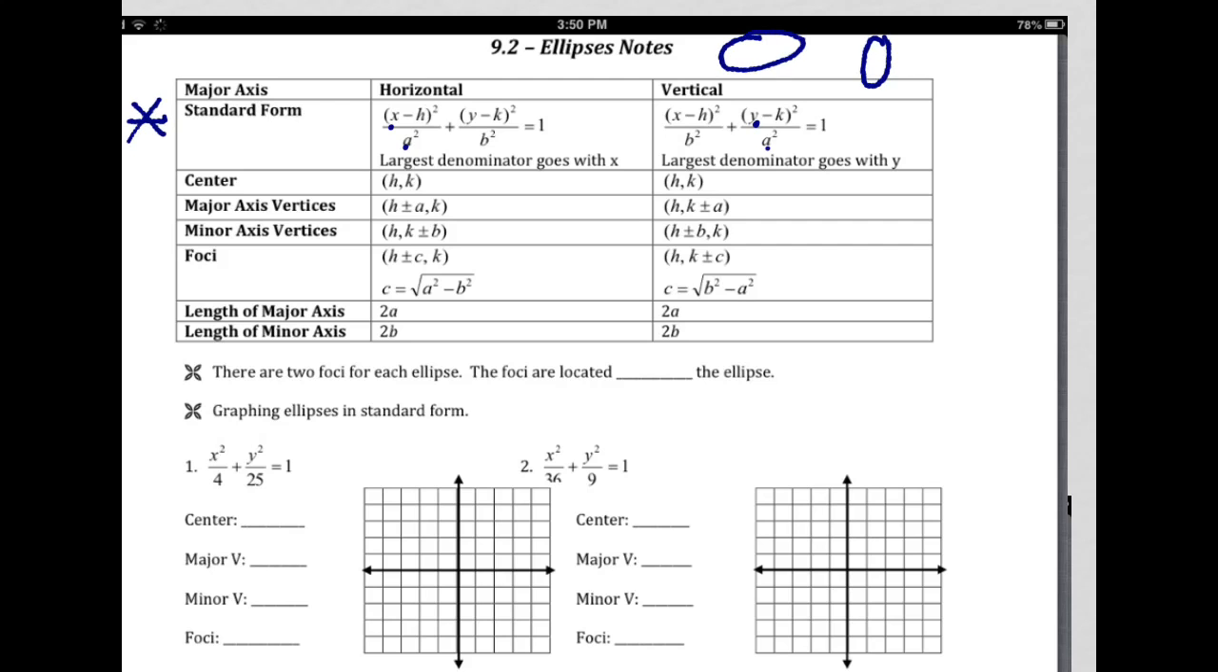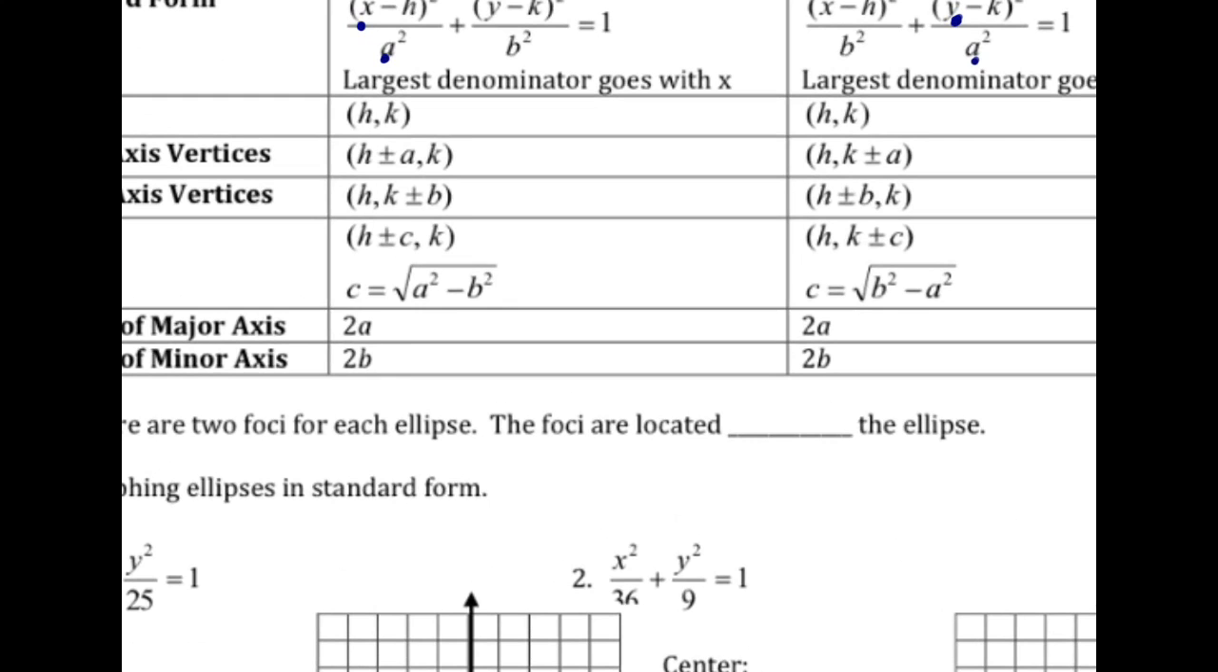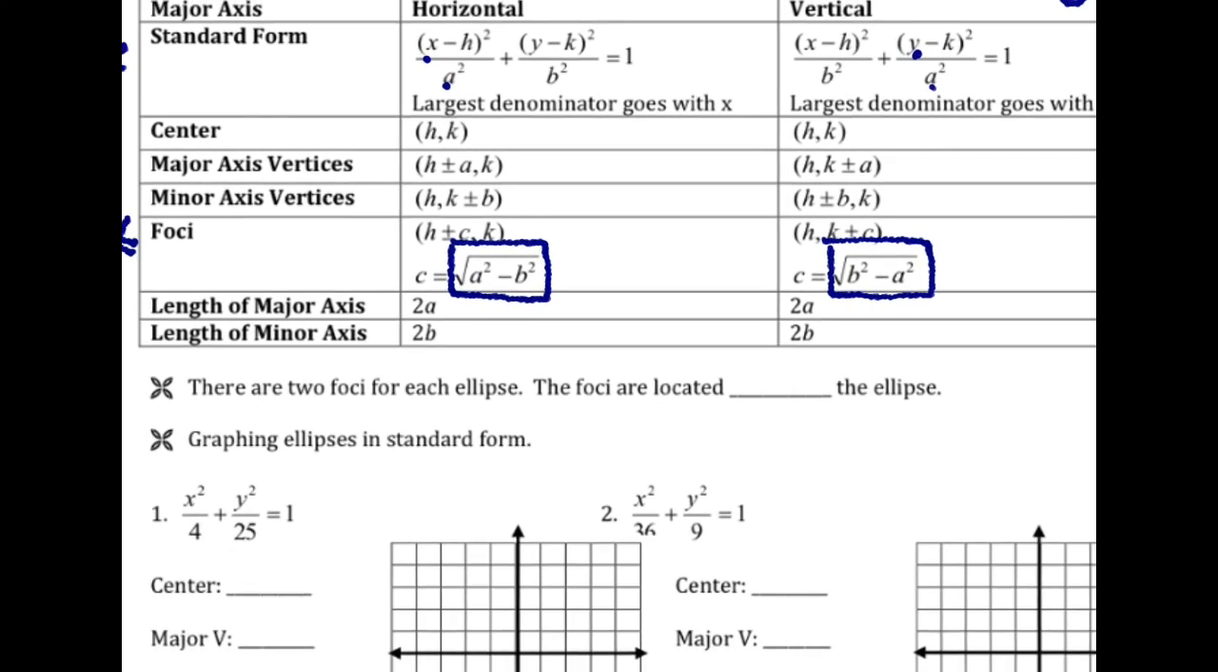For the foci, there's a mini equation that you have to know for them, and again, I wouldn't get bogged down in the A's and the B's. It's basically the larger number minus the smaller number. If you look here at our square roots, you can't have the larger number second, because that would give us a negative under the square root, which we know can't happen. So that's what we're looking at with the two of those.